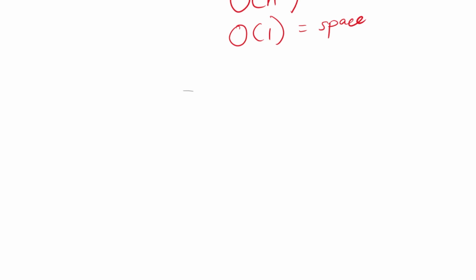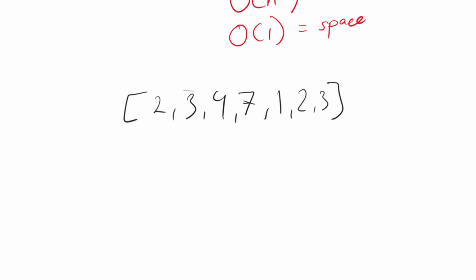So, let's say we have 2, 3, 4, 7, 1, 2, 3, with k equal to 2. Well, we know for a fact this won't have an answer. We know that this won't have an answer. This will have an answer, so we'll leave that blank. This will have an answer. This will have an answer. And then these two numbers will not.